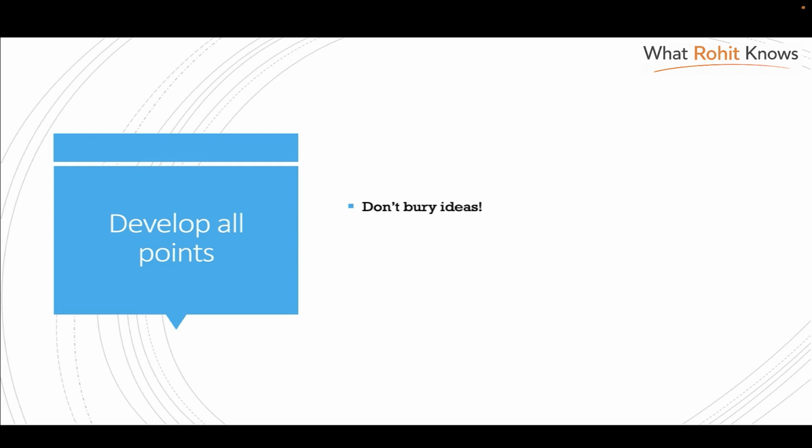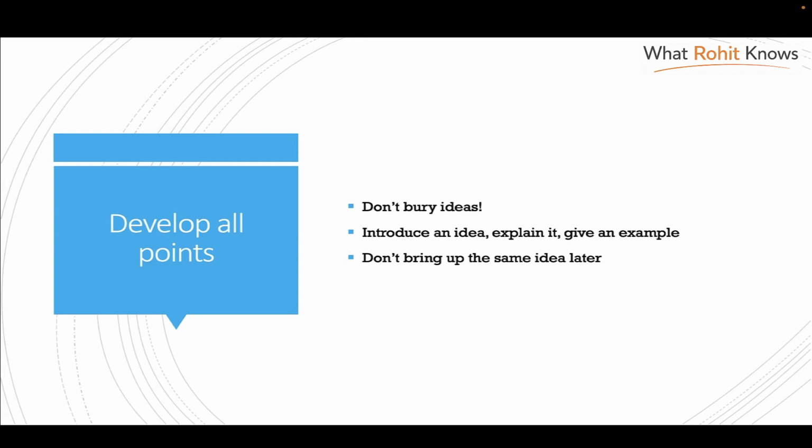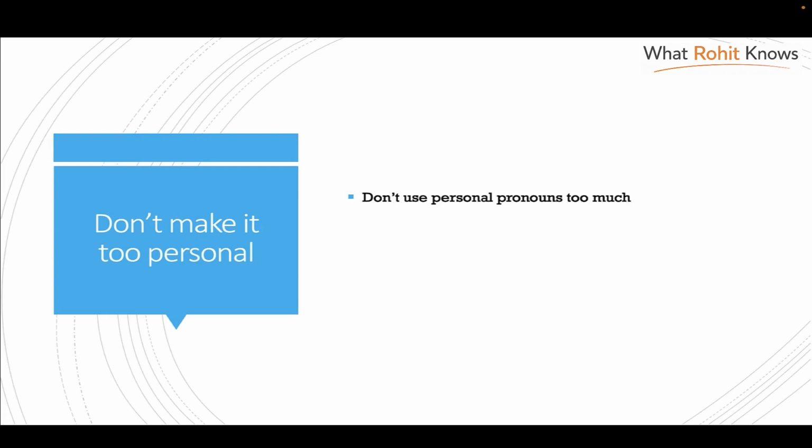So instead of putting all ideas and all the points in one short sentence and all of them in one paragraph, first introduce the idea, the point, then explain it a bit more in the second sentence. In the third sentence, you can give an example to support it. If you do that, you will have enough to write about. So idea, explain it, give an example, and don't bring up the same idea later. So this is the same thing. Don't repeat the points.